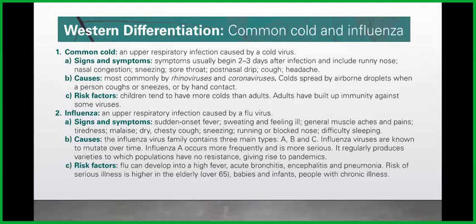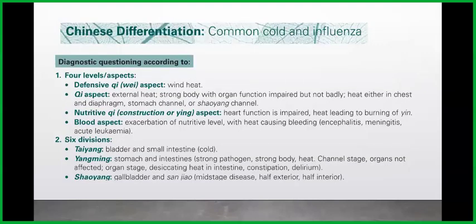pneumonia. Risk of serious illnesses is higher in the elderly, specifically over 65, babies and infants, and people with chronic illnesses. For Chinese differentiation, diagnostic questioning would be according to number one, the 4 levels or aspects. The first is the defensive Qi or Wei Qi aspect, which is wind heat.